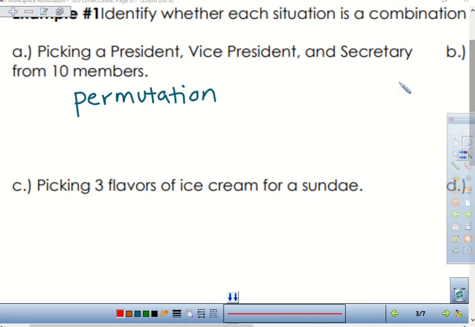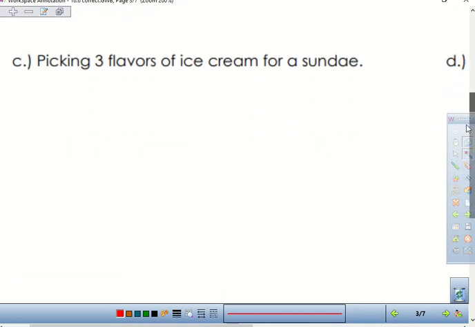All right, picking 3 flavors of ice cream for a sundae. So, if you said to a person in the sundae shop, can I get vanilla, chocolate, and strawberry, would it be the same thing as you saying you want chocolate, strawberry, and vanilla in the sundae? Yeah, so that would be a combination.